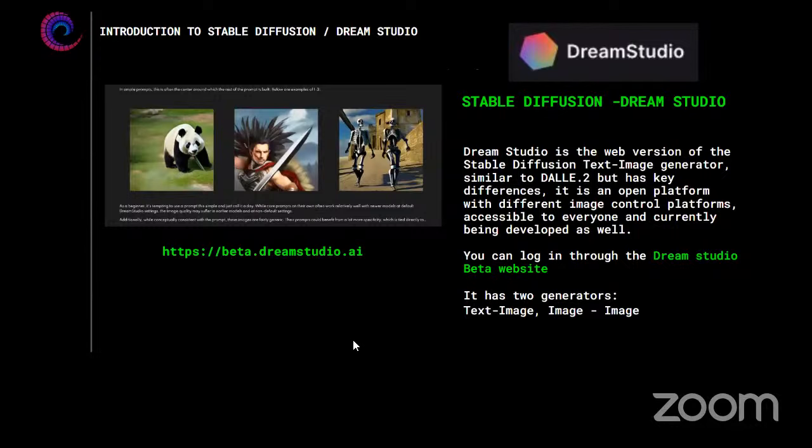To introduce you a bit to Dream Studio, it's a web version of the Stable Diffusion text-to-image generator. It's similar to DALL-E 2, but has key differences. It is an open platform with different image control tools, accessible to everyone and currently being developed as well.